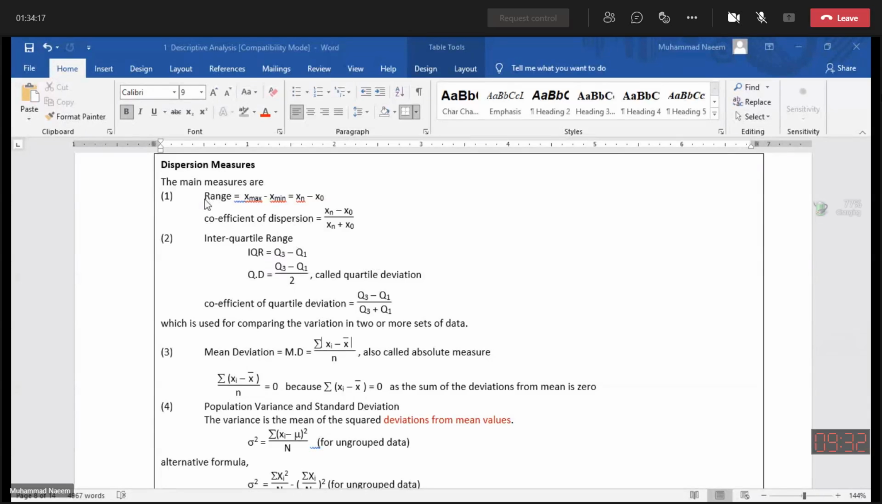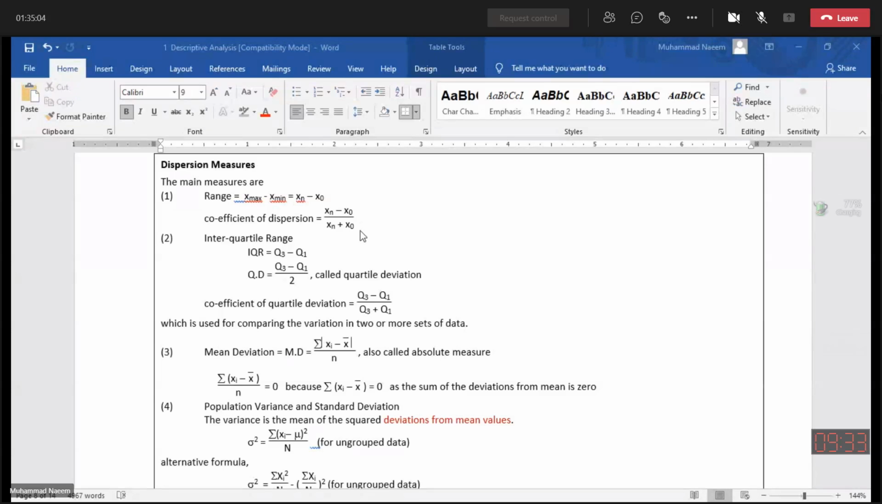One is the range. Range tells us about the dispersion of the data. Maximum minus minimum value, the most simple dispersion measure. Coefficient of dispersion is xn minus x naught divided by xn plus x naught. We use coefficient measures for the purpose of comparison, so that we could avoid different units of the variable.